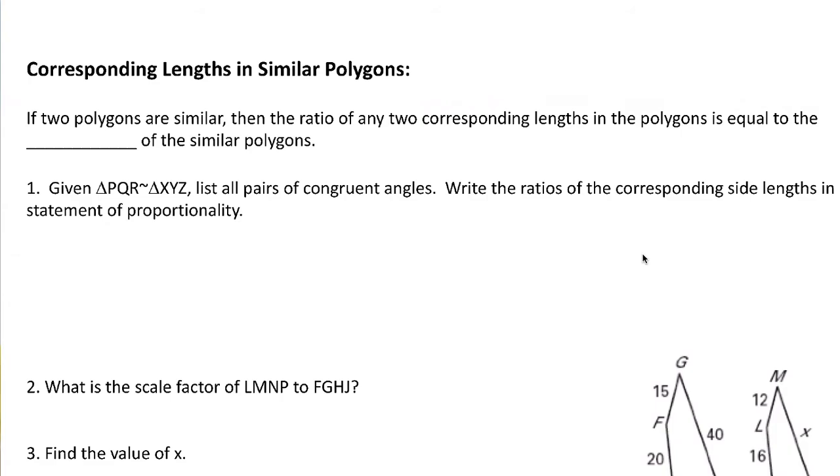Corresponding lengths in similar polygons. If two polygons are similar, then the ratio of any two corresponding lengths in the polygons is equal to the scale factor of the similar polygons.